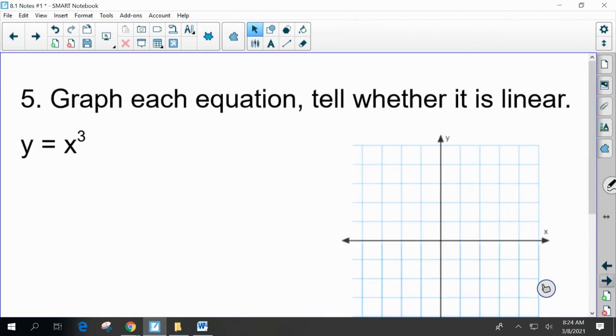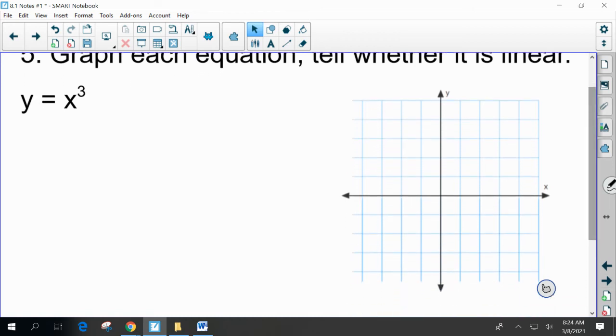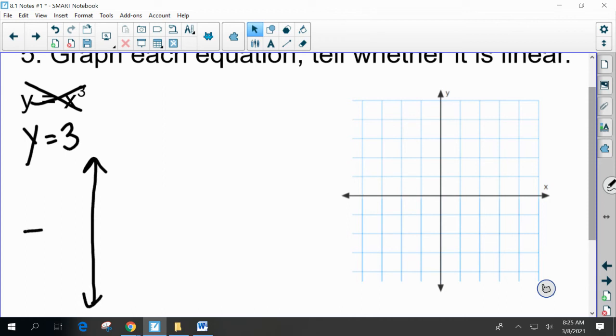Okay, number 5, we're actually going to change this. I want you to cross this out and put y equals 3. You're going to have some graphs like this on your homework, y equals 3. We're going to create our own XY axis right here underneath y equals 3. You don't have to put all the grid lines, just put your X and Y axis, and that's it.